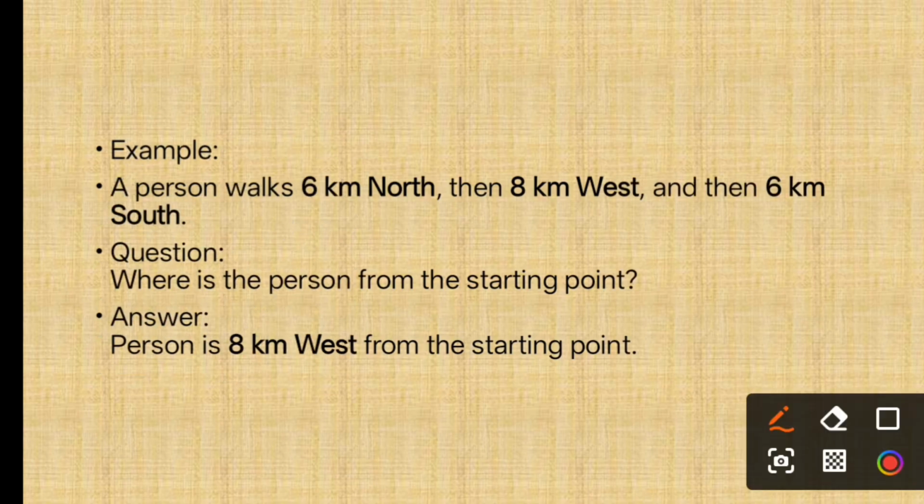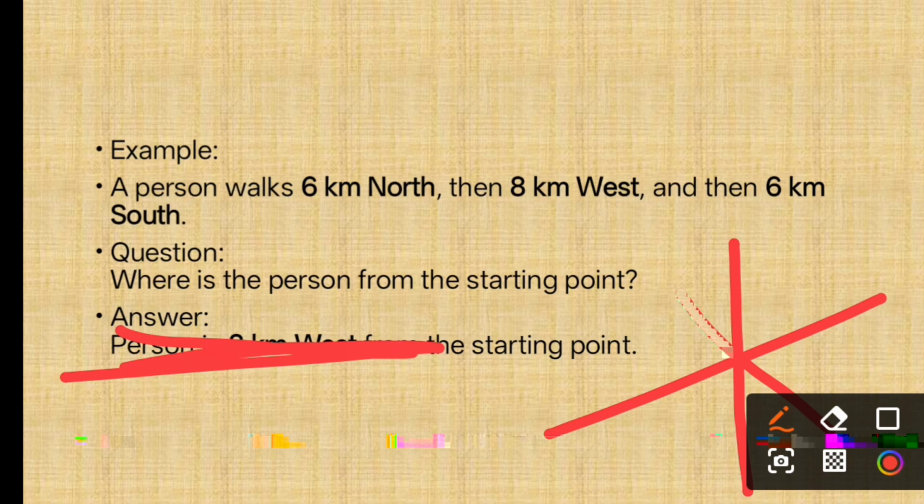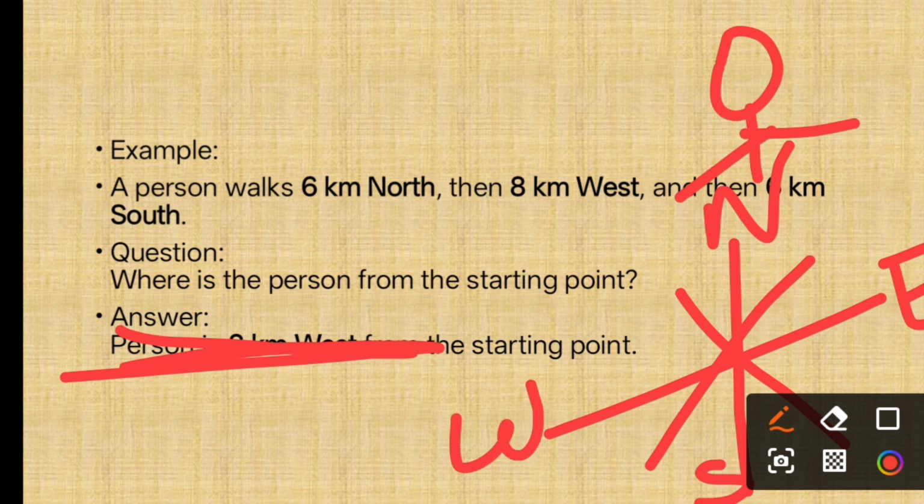So in the question example, okay, firstly we understand the question. Okay, any question solved in direction sense, first the chart is included. Here is the north, here is the south, here is the east and here is the west. Okay, so the person is standing or facing the north direction.